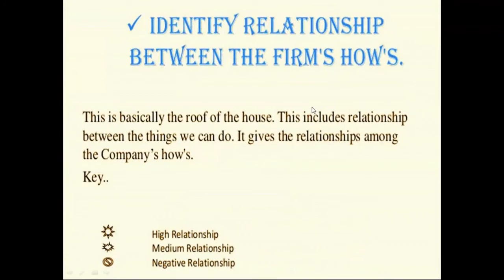So you'll find out the relationship within the firm's house. What is this firm's house? This is the technical requirements. Again, as I told you, it is on the roof of the house, and this will include the relationship between the things that we should do to manufacture to get the customer needs. So it gives a relationship among the company's house. The key will again be high relationship, medium, and negative relationship.